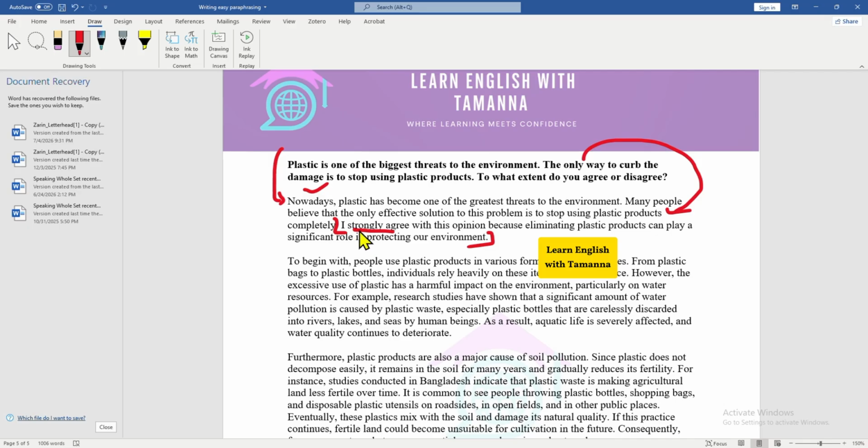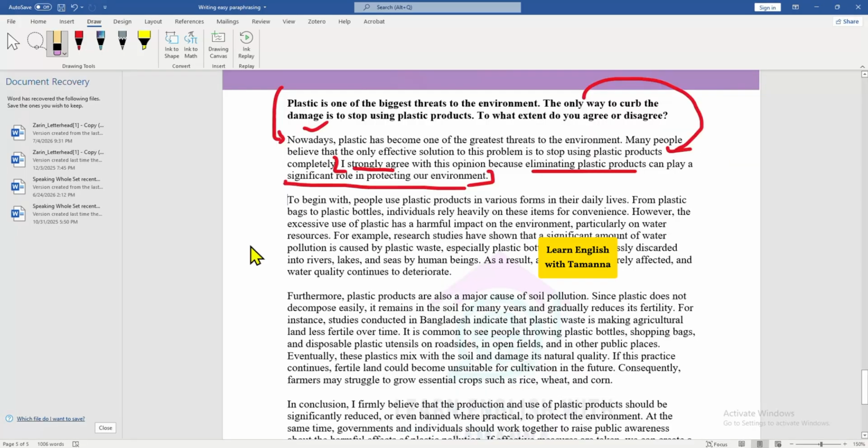So I wrote that I strongly agree with this opinion because eliminating plastic products can play a significant role in protecting our environment. So here not only I added the opinion, but I also added the reason behind it, like why I agree with the statement. Okay, in this body paragraph 1, I added my first idea, which was water pollution, and the second idea in body paragraph 2, which was soil pollution.